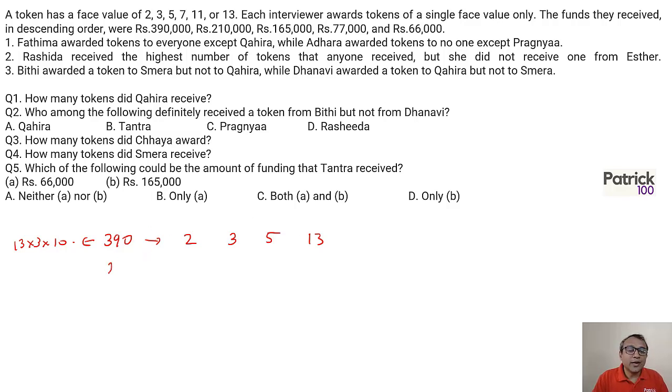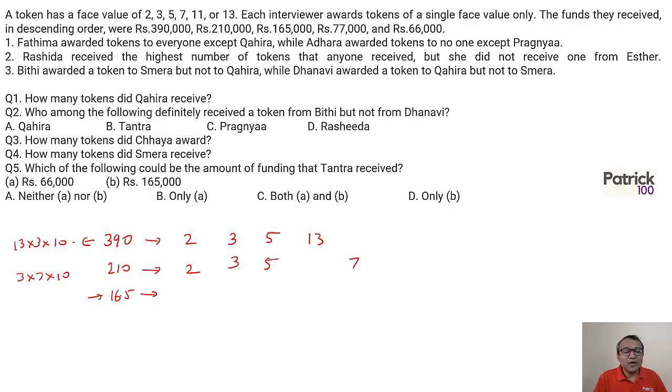Now 210 is similar. 21 is 3 into 7, and 21 into 10, which means 10 is 2 into 5. So the tokens are 2, 3, 5 and 7. That is 210. Next you have 165. I'm not writing the thousands; try to write as little as possible.